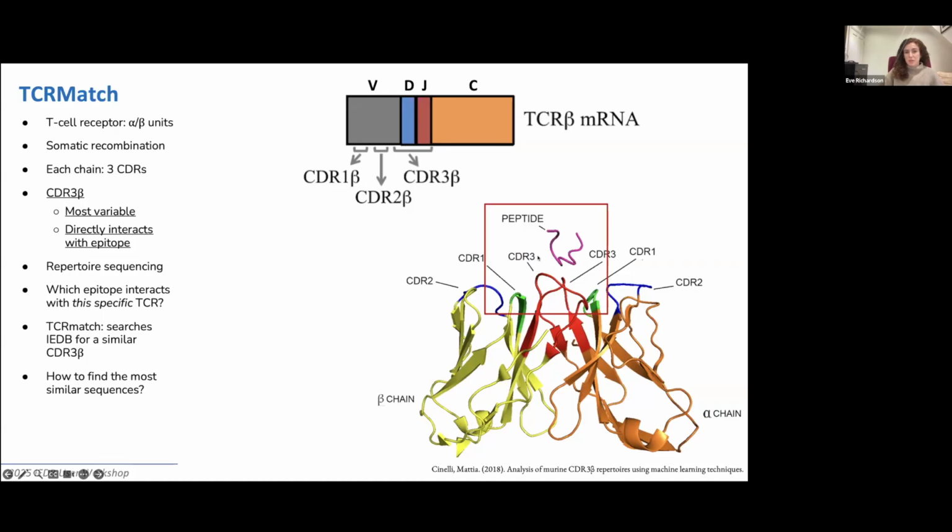Like with BCRs, there's this concept of the specificity determining CDR3, a hypervariable loop that spans the recombined V gene, D gene, and J gene. So it's more variable. And specifically for TCRs, canonically, the CDR3 beta is the part of the TCR most involved in recognizing the peptide as opposed to the MHC molecule itself. As a result, TCRMatch focuses on the CDR3 beta and doesn't use the other two CDRs.